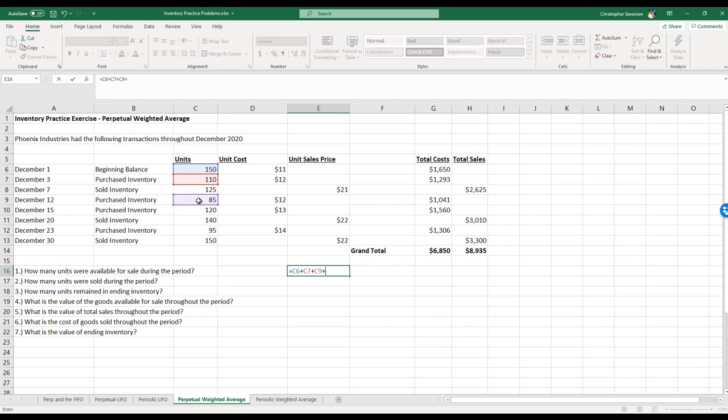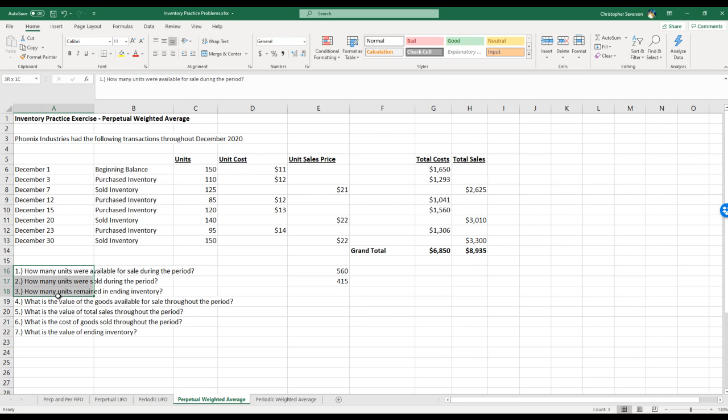We just keep adding in the purchases and the beginning inventory, and we'll find that we had 560 units available for sale. Now the next question is how many units were indeed sold. Now we just have a few sales. We'll just add those three sales counts in. Keep in mind, this is just units. We're not dealing with costs or any dollar amount.